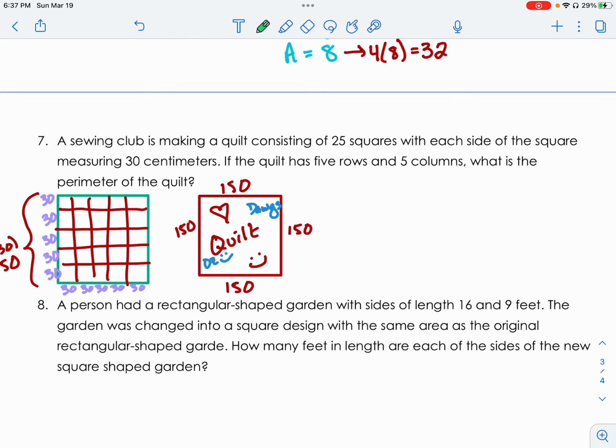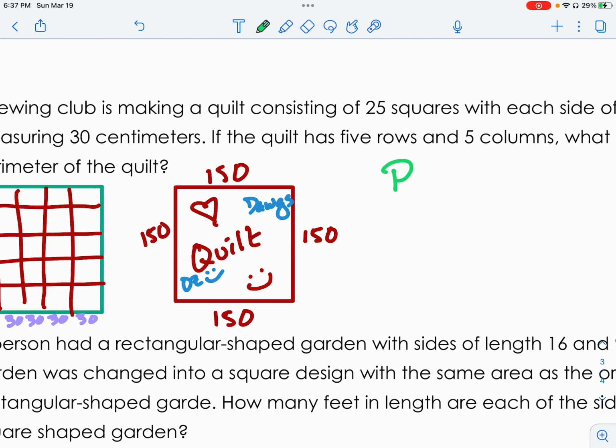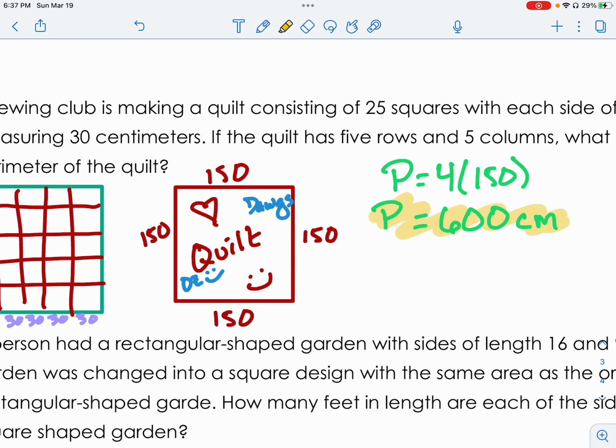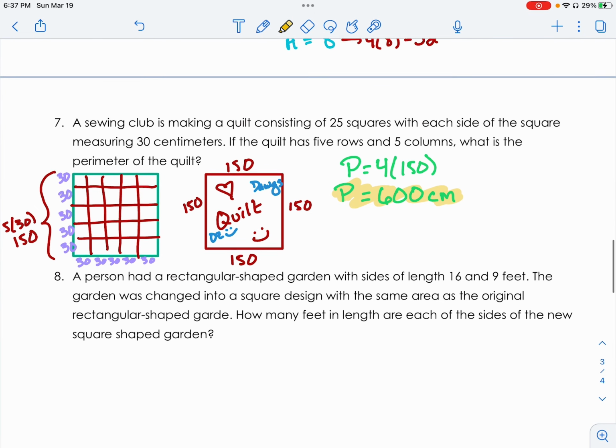Here we go, let's find the perimeter now. Remember, you just add everything up for perimeter, or in our case, 4 times 150 because it's a square. So perimeter equals 600 centimeters. Now, dealing with perimeter, you do not have to square it. That is only with area. So we just say 600 centimeters.